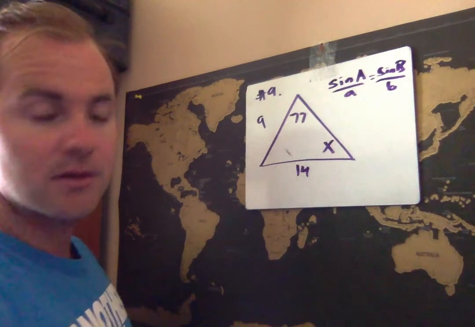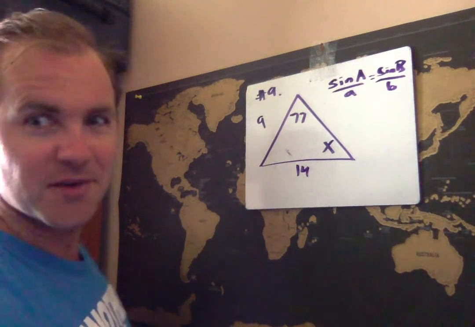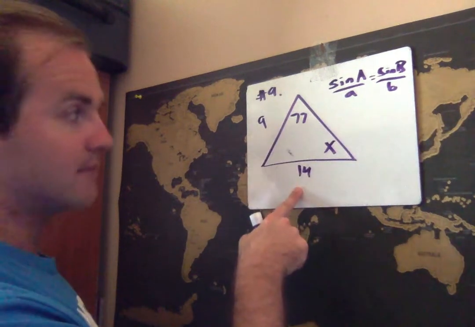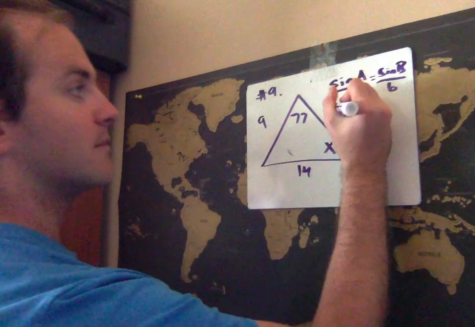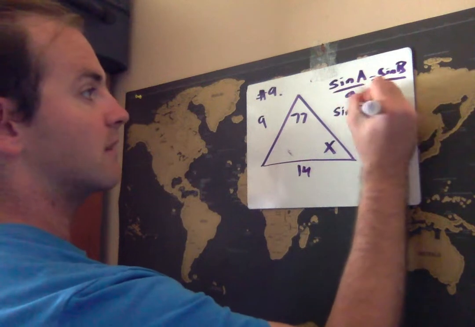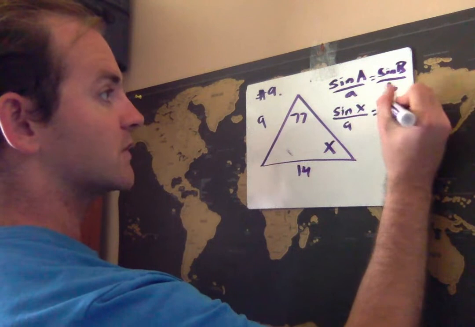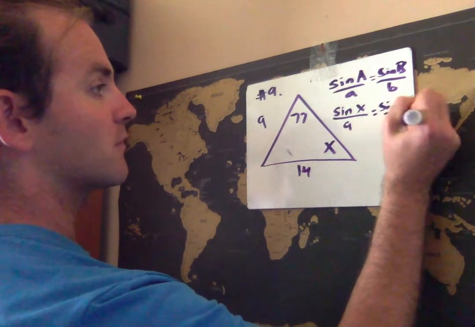Now let's check. Do I have an angle side pair? Or in this case, do I have two angle side pairs? I actually do. 77 and 14 and x and 9. So let me actually fill that in. So I'm going to say sine x over 9 equals sine 77 over 14.